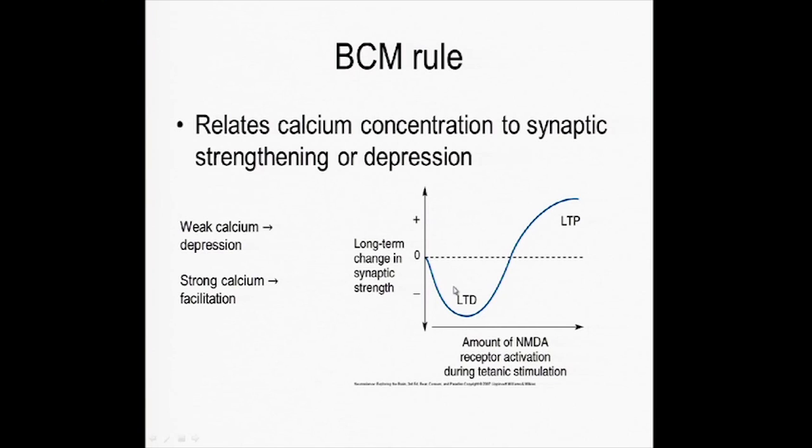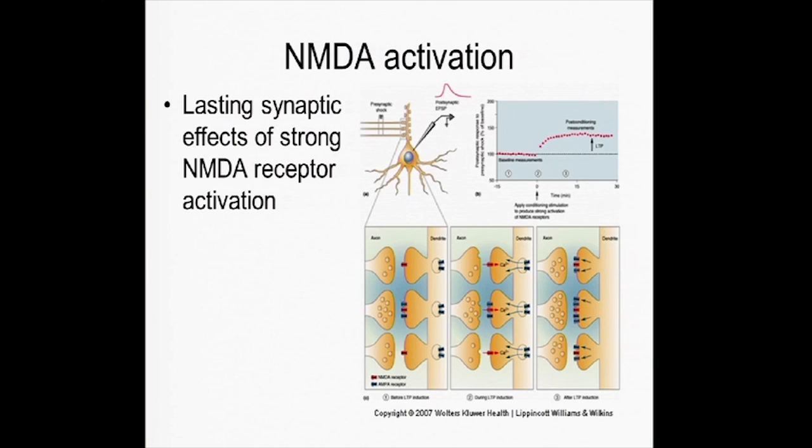So if you have 0 calcium, there's no real effect. If you bring in a little bit of calcium, you induce LTD. If you bring in a lot of calcium, it induces LTP. So it's kind of a weird model. It's a very superficial model, but you see LTD with small amounts of calcium, LTP with lots of calcium. So what is this? Why does this happen?